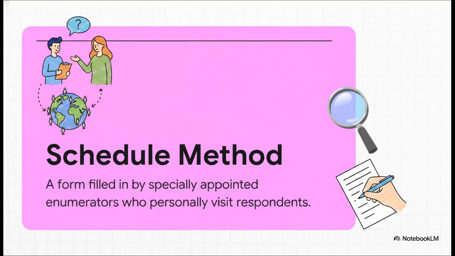So, the formal definition of the schedule method: it's a pro forma, just the fancy word for a structured form, filled in by specially appointed enumerators. These folks personally visit the respondents, ask the questions in the exact order they are listed, and record the replies themselves. This brilliantly brings a human element into the mix. They can actually explain why they are doing the survey and clarify any confusing terms right on the spot. It's exactly why massive government agencies use this for huge projects, like a national population census.